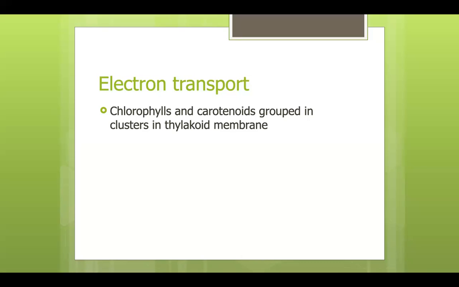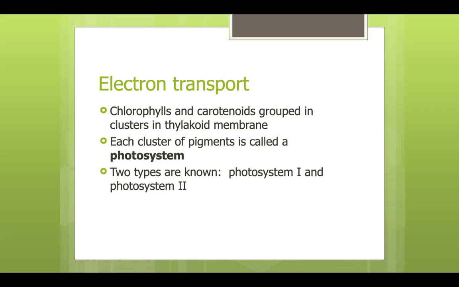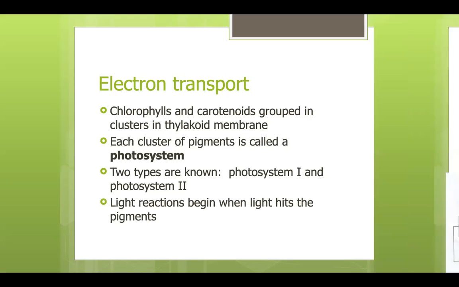All right, so the pigments that are involved in photosynthesis, which is chlorophyll A and the accessory pigments, which are chlorophyll B and the carotenoids, they're all grouped in clusters inside the membrane of the thylakoid. Each cluster is called a photosystem. We know of two types, photosystem 1 and photosystem 2. And the light reactions start when light hits those pigments.